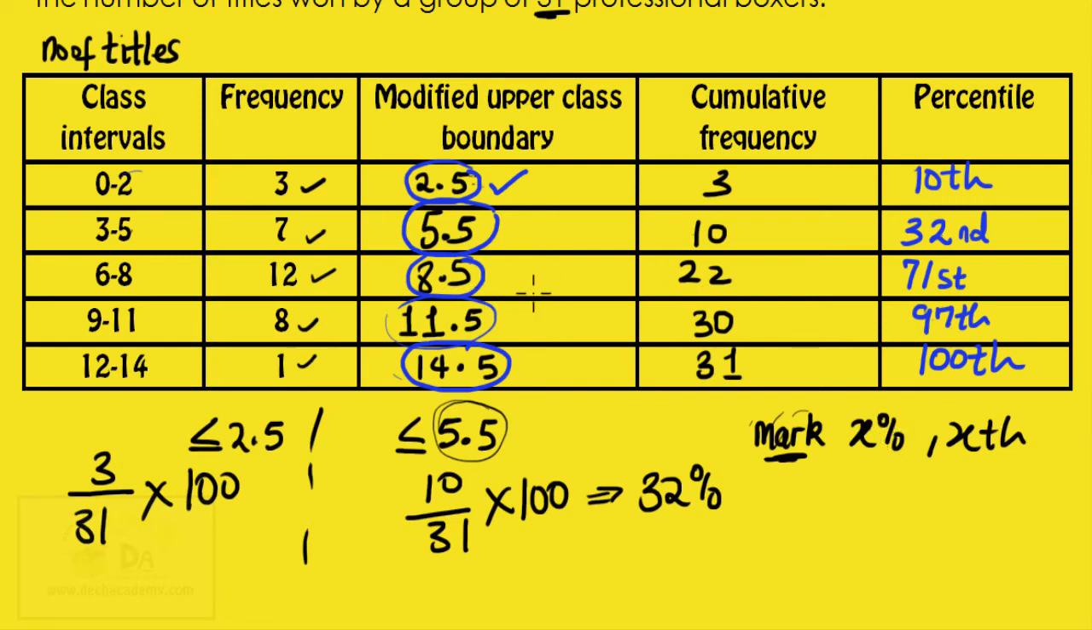So doing the same thing, I'll just do one more example, 11.5. For this number of titles, we know that 30 people have won at most 11.5 titles. 30 out of the 31 people. Converting this to a fraction and then to a percentage gives approximately 97%. That means 97% of all the boxers have won at most 11.5 titles. That means 11.5 titles lies at the 97th percentile. So that's the approach if you don't want to use a formula.